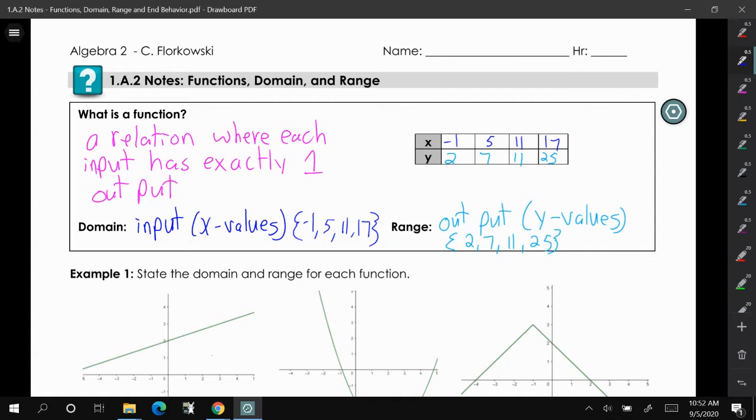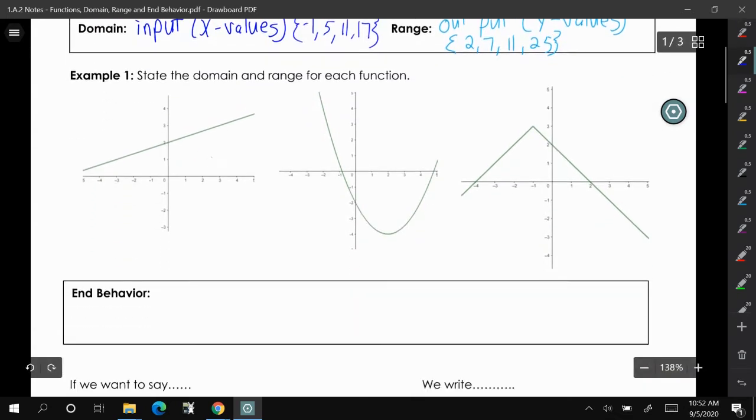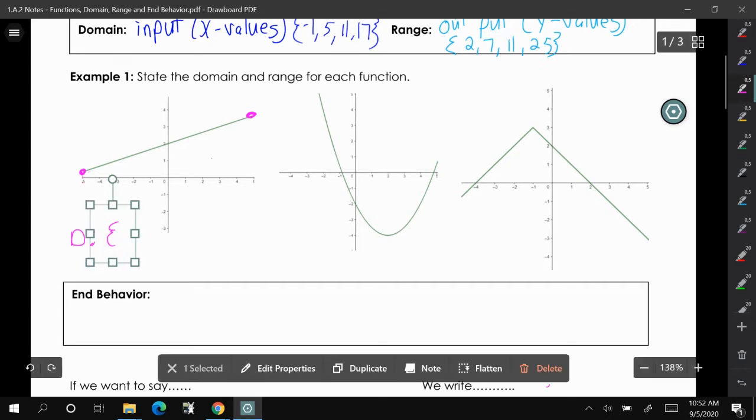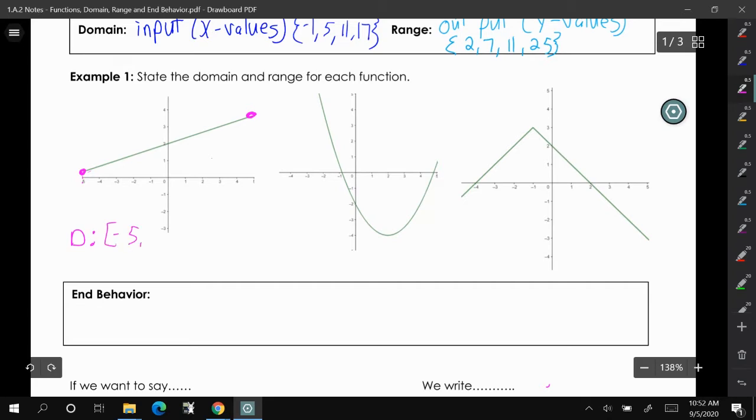So now let's look at a graph. We're going to state the domain and range of each function. And we talked about what to do in a graph because we have issues that the function hits all the values in between here. So our domain, x values, looks like we go from -5 to +5. So [-5, 5], and the brackets mean that -5 and +5 are included.